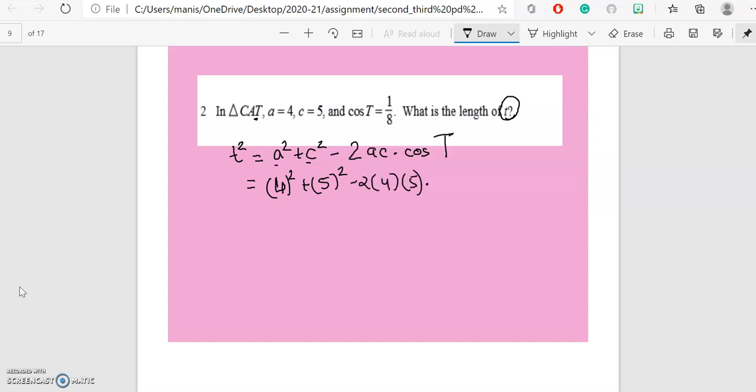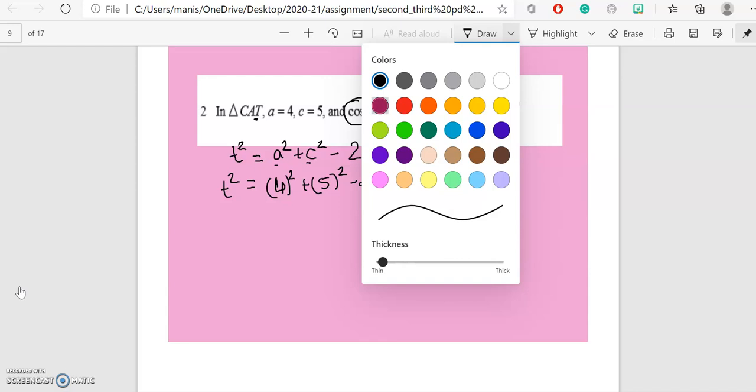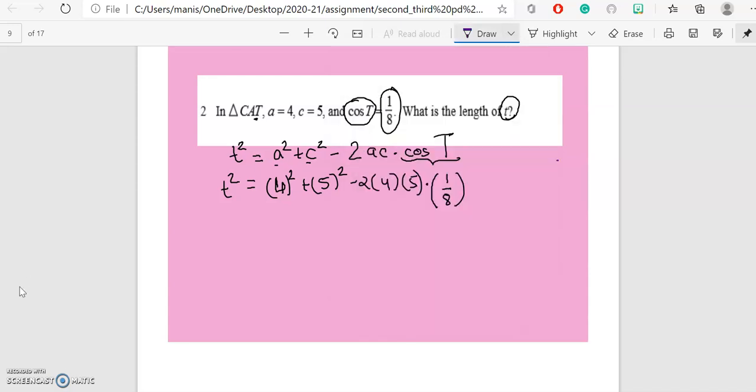Now at this place you have to still pay attention because they gave you cosine of t. What is cosine of t? It is 1 over 8. So this means I will replace the whole cosine of t by 1 over 8. And this is your t square. Now what happens over here is t square, since we have to only find the value of t, I will take the radical on both the sides. So this radical and square will be cancelled out. You are left with t is equal to.